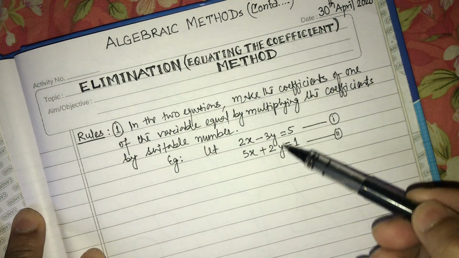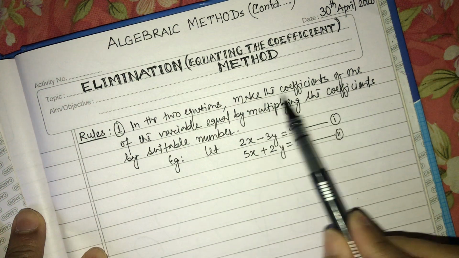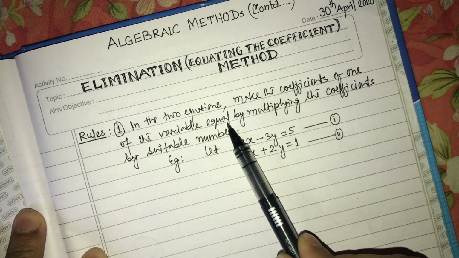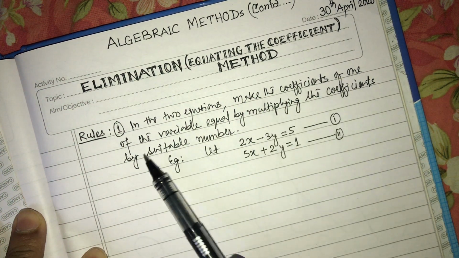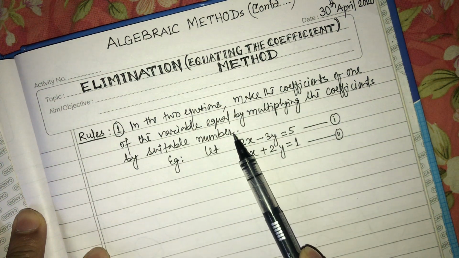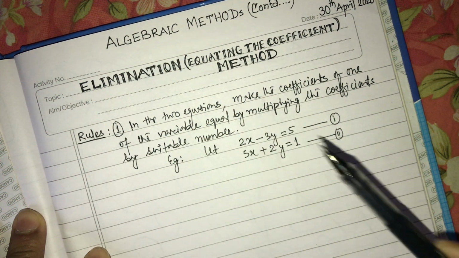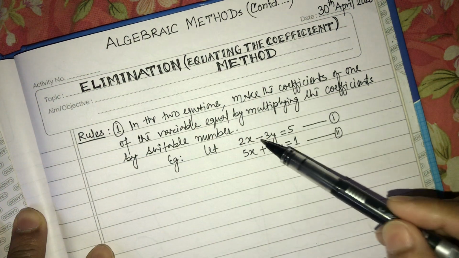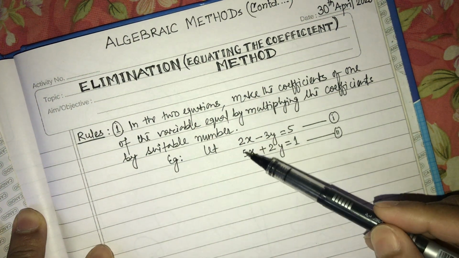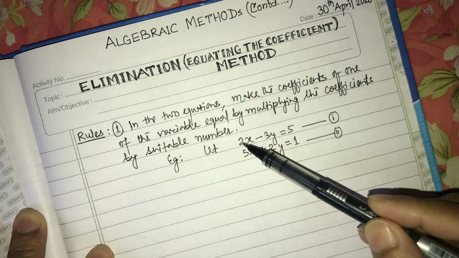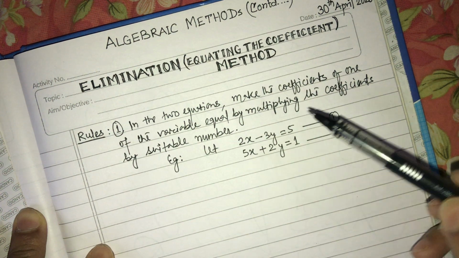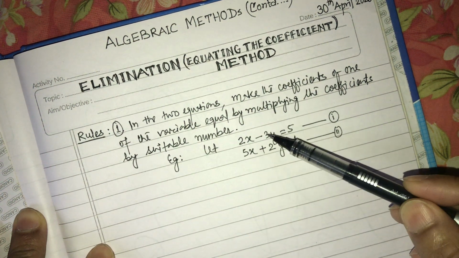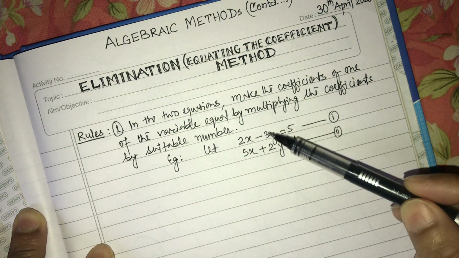So this is the two equation. Now see, make the coefficients of one of the variable equal by multiplying the coefficients by a suitable number. Let's try to apply this here. Let's first check the coefficient of x in both. We have 2 and 5. Are they same? No, they are not same. And if you see the coefficient of y, there also the coefficients are not same. One is 3, the other one is 2. So coefficients are not same.